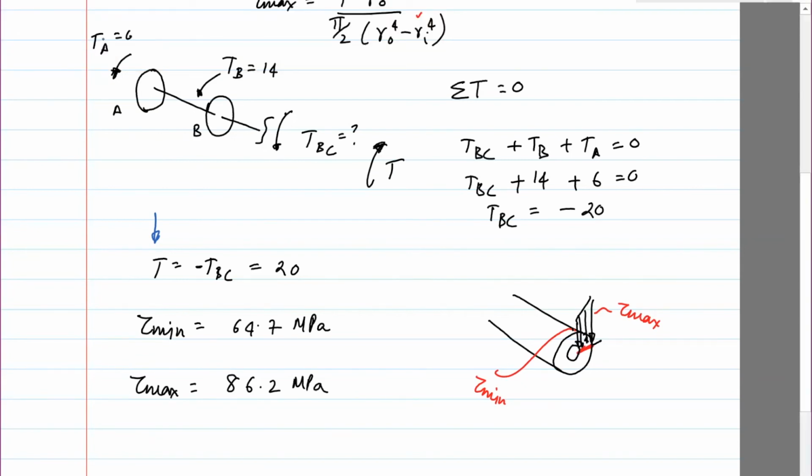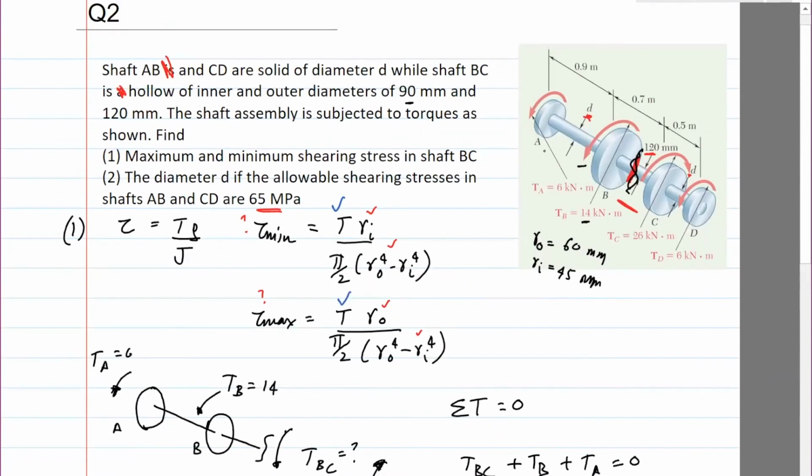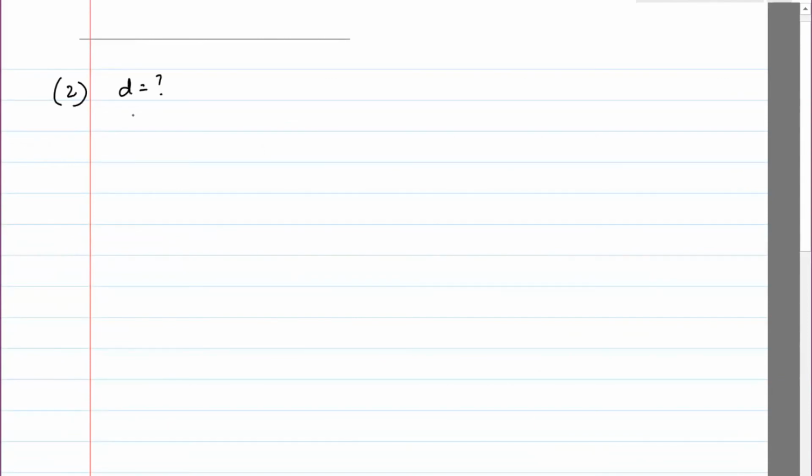Okay, that's finding the shear stress. So next is a design question. We need to find the diameter of the shaft AB, right? This D is unknown. For that, we're given the maximum allowable shear stress. It's 65 MPa. So we need to use that stress to find the diameter. So the second part, the D is unknown. Tau max is given to be 65 MPa, and then we're looking at the shaft A. So I'll draw A.